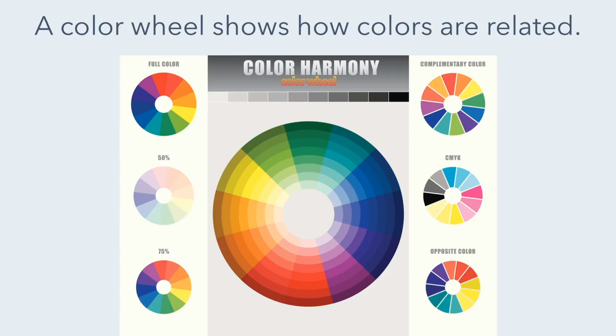You can check how colors contrast using a color wheel. A color wheel shows how colors are related visually. For example, complementary colors are those opposite one another on the color wheel.